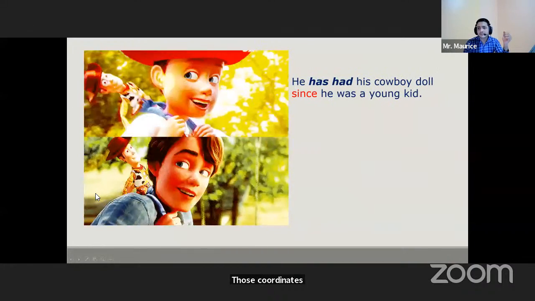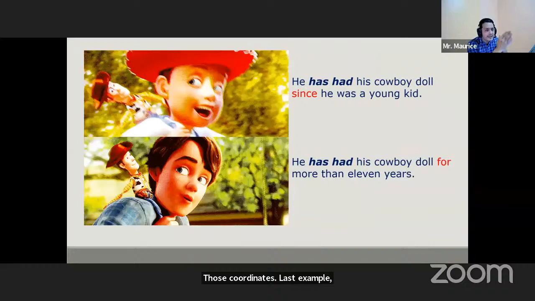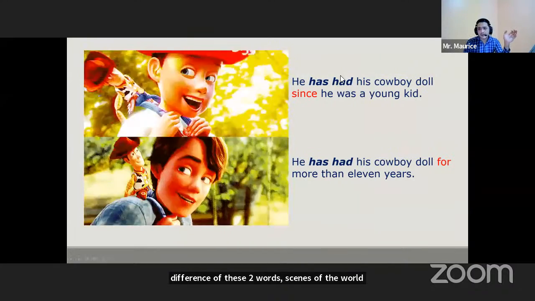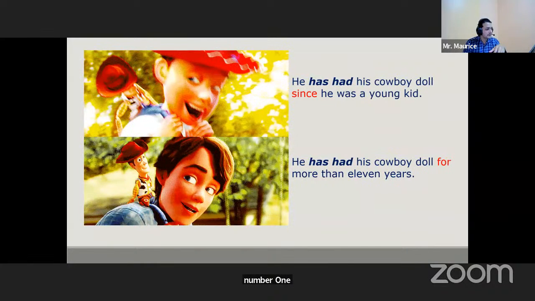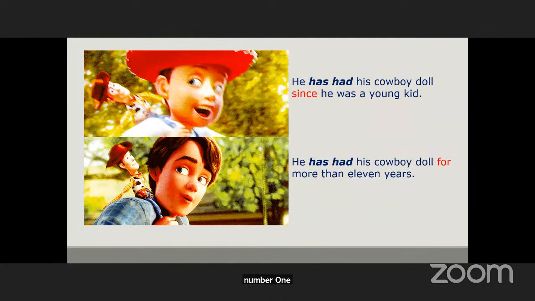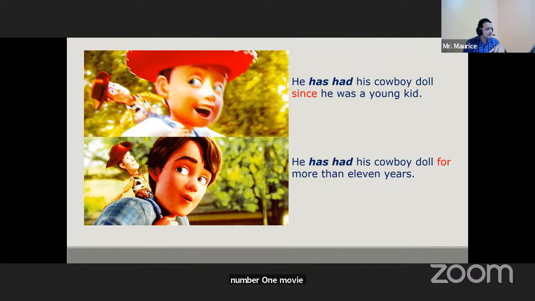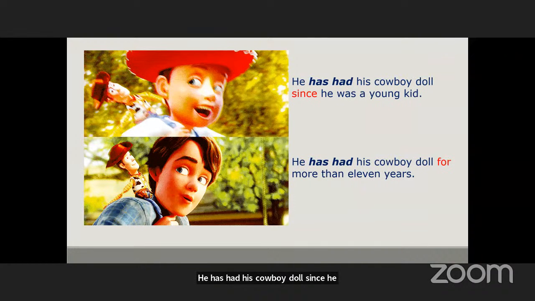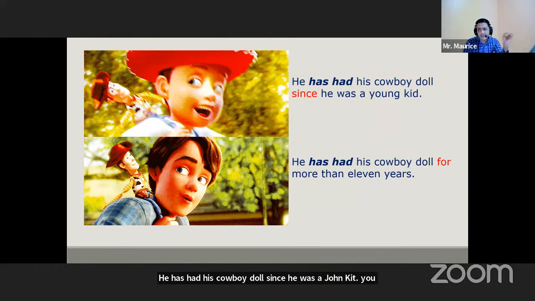Last example. I want you to check the difference of these two words, since and the word for. Number 1. Sentence number 1. He has had his cowboy doll since he was a young kid. Okay, you see? Él ha tenido su muñeco de vaquero desde que era un niño. And the other one, he has had his cowboy doll for more than 11 years. That is basically the difference between since and for.